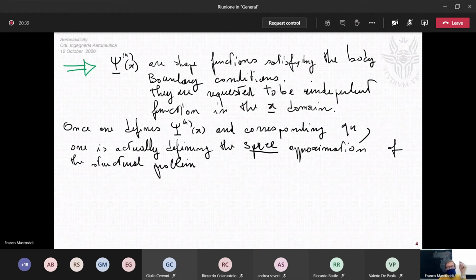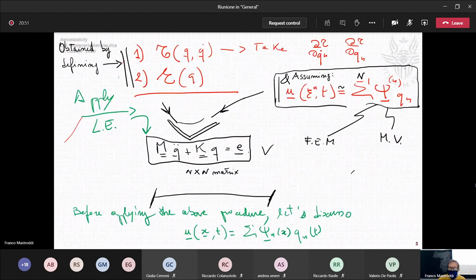Better, space approximation after truncating the summation. If you define this function psi and truncate this summation here, you are currently approximating your problem. So this is almost equal to, not identical to. But you have to take independent functions such that they span all this space X of your problem.